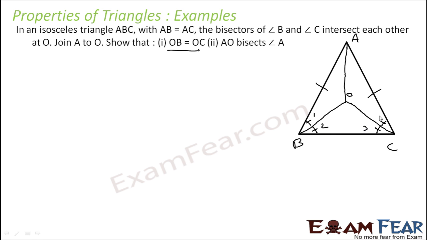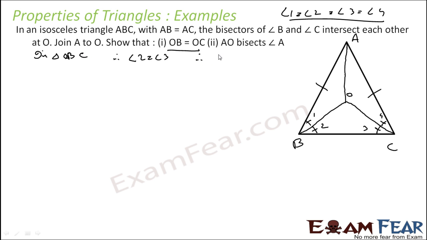If we just name these angles 1, 2, 3, 4, we know that angle 1 is equal to angle 2 is equal to angle 3 is equal to angle 4, right? Because angle 1 plus 2 is equal to angle 3 plus 4, and these are all bisectors. So I can easily say that in triangle OBC, since angle 2 is equal to angle 3, therefore OB is equal to OC. Pretty easy, straightforward, nothing to do in this.